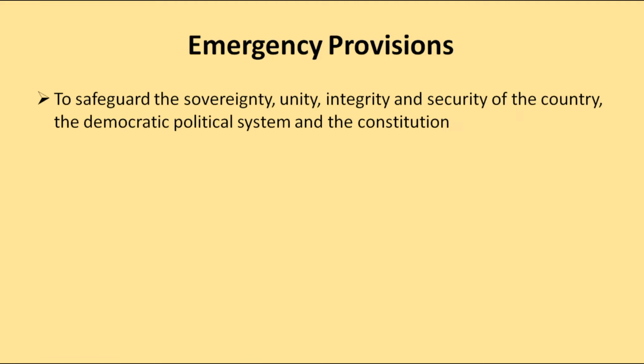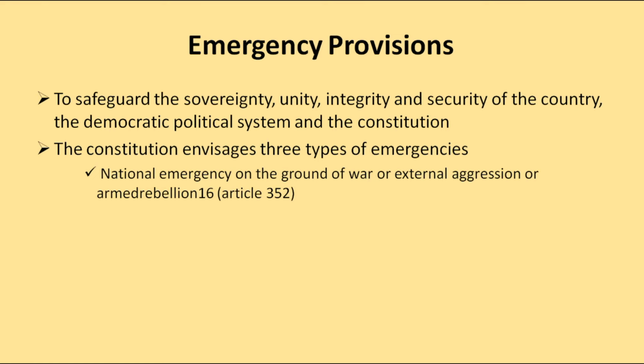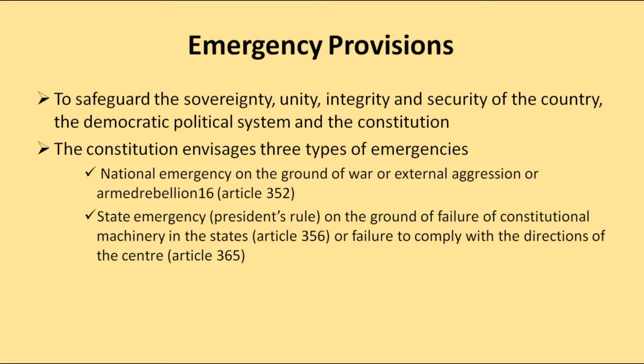Then, emergency provisions. Our Constitution's emergency provisions are meant to safeguard the sovereignty, unity, integrity, and security of the country, the democratic political system, and the Constitution. So we have three types of emergencies. First is national emergency on the ground of war or external aggression or armed rebellion under Article 352. Then state emergency or president's rule on the ground of failure of constitutional machinery in the states under Article 356 or failure to comply with the directions of the center under Article 365.